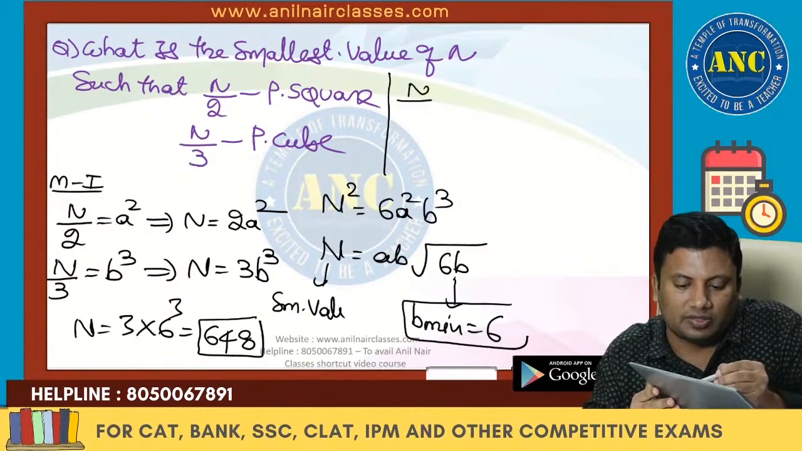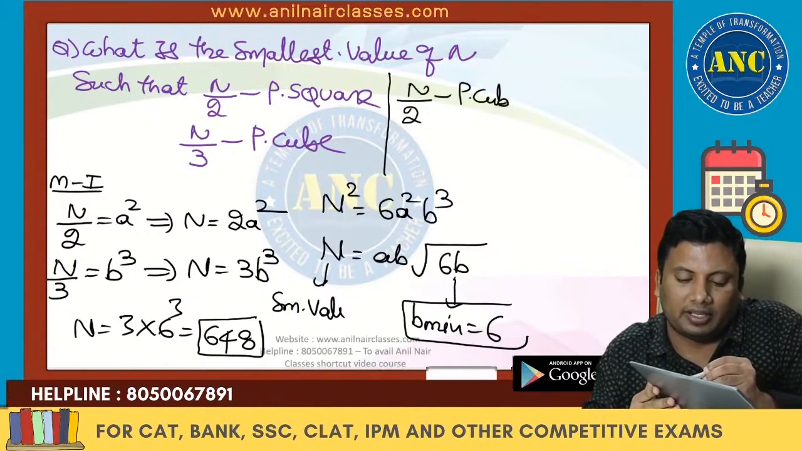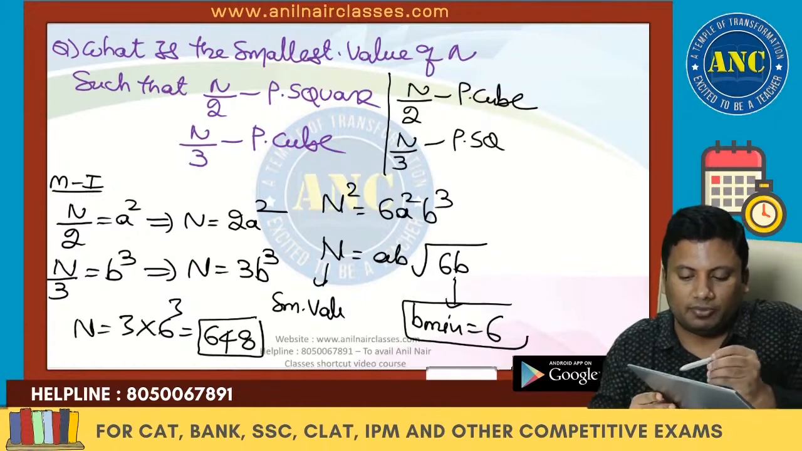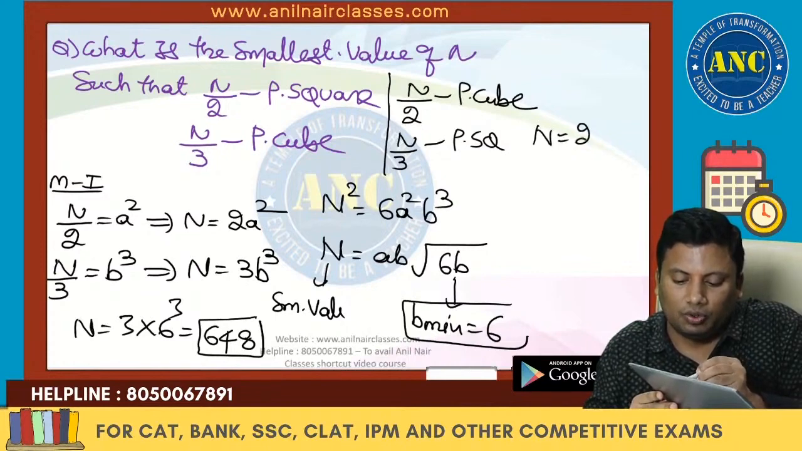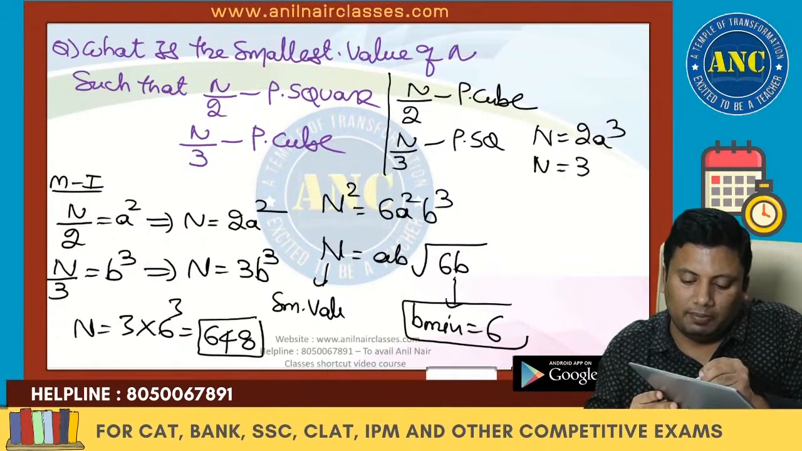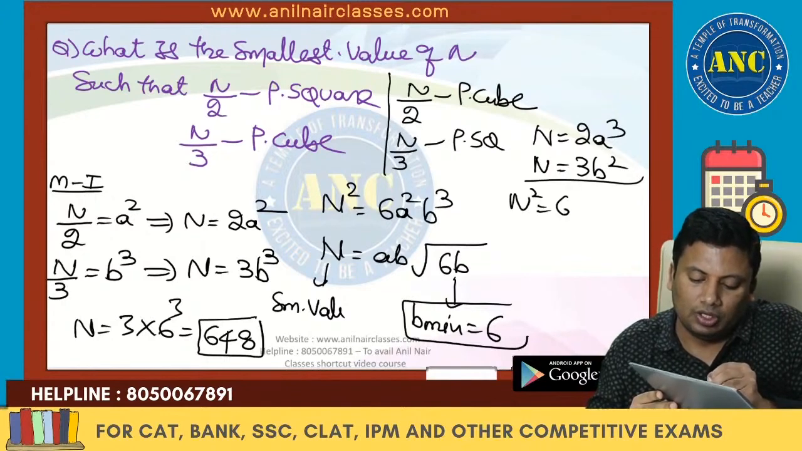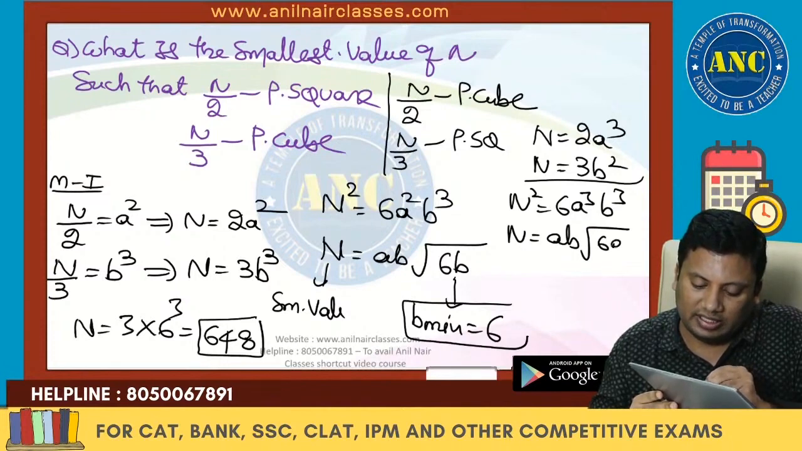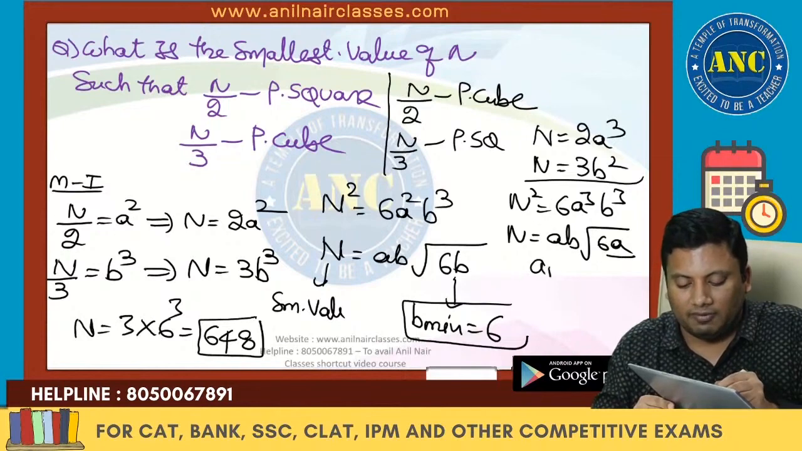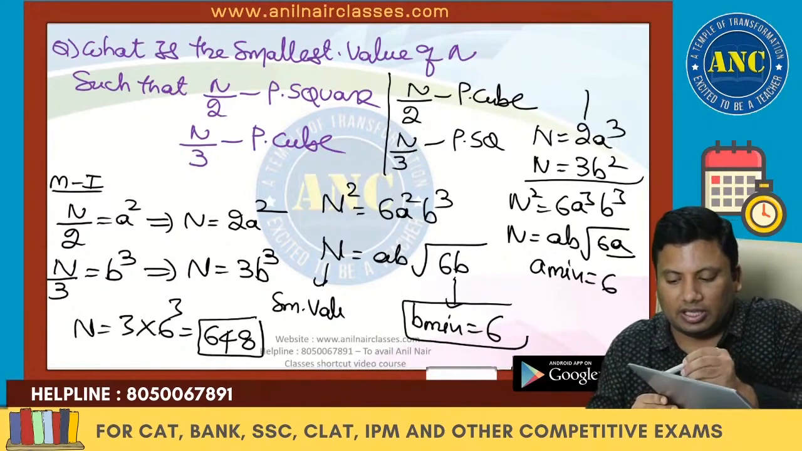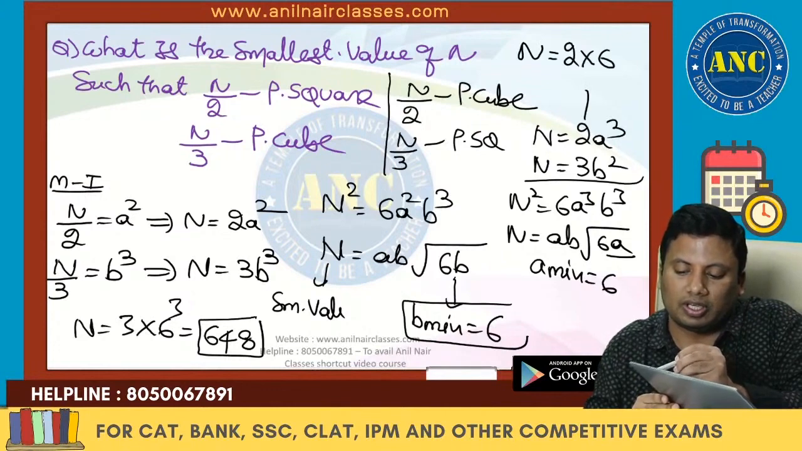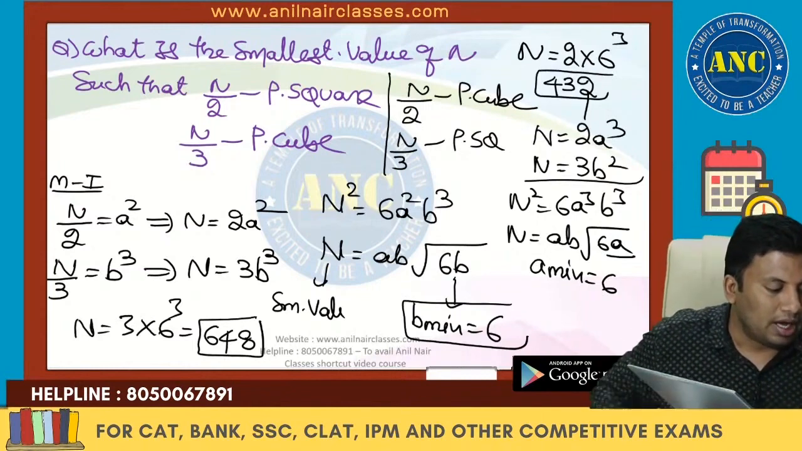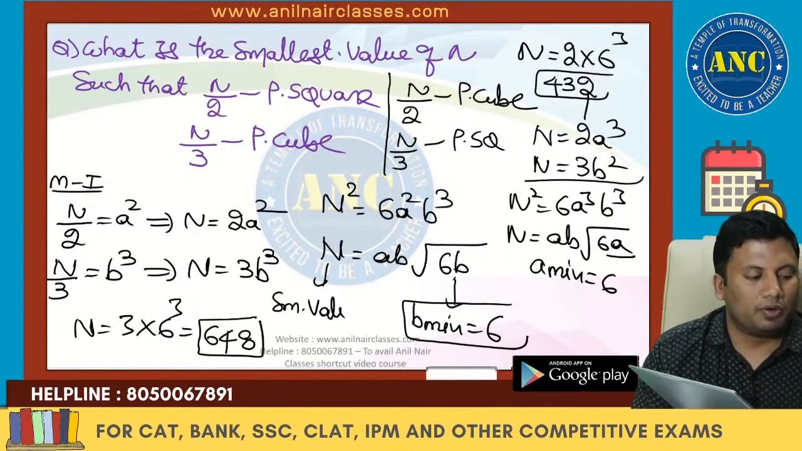Similarly, one more question we can do. n/2 is a perfect cube and n/3 is a perfect square. So the same thing I will get. n equals 2a³ and n equals 3b². n² equals 6a³b², so n equals ab√(6a). So the minimum of a will be 6. n is 2 into 6 cubed, 216 into 2. The answer is 432. I hope the idea is clear.